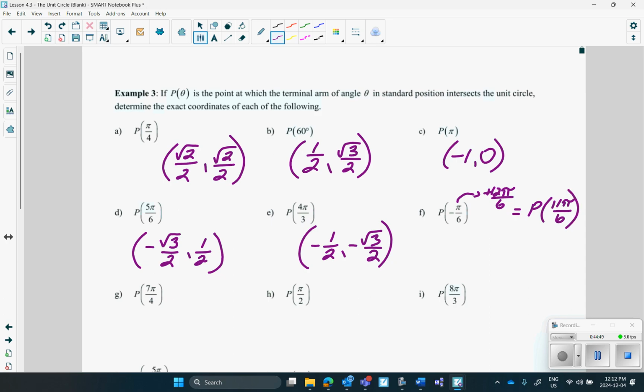So if it's not an angle that's on the unit circle that we did, either add or subtract 2 pi's to get a coterminal angle. And this one, what was the point on the unit circle? Root 3 over 2 comma -1/2.